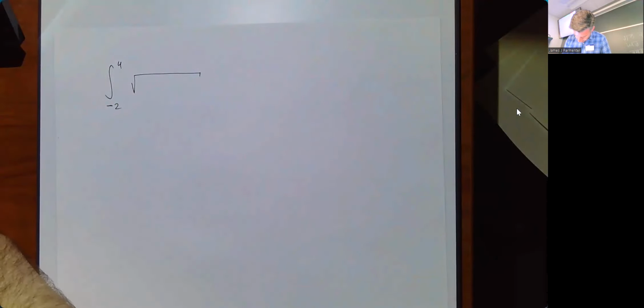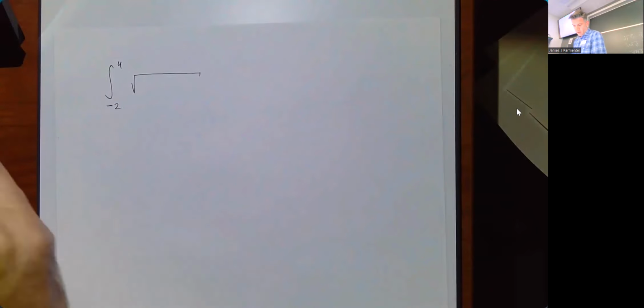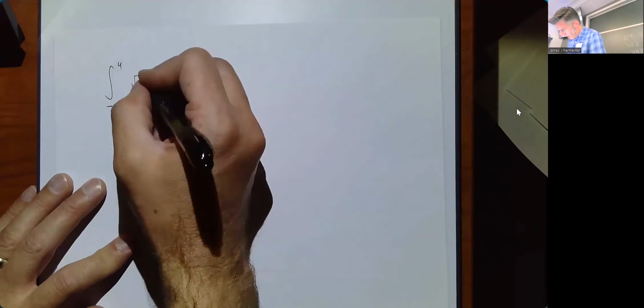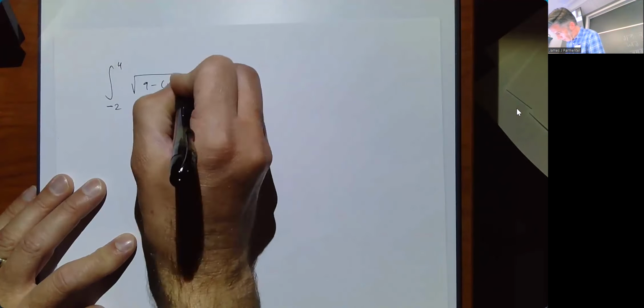3 squared plus 4 squared equals, sure, okay, cool, I got it. We're good. Right on. So we want 9 minus (x minus 1) squared.